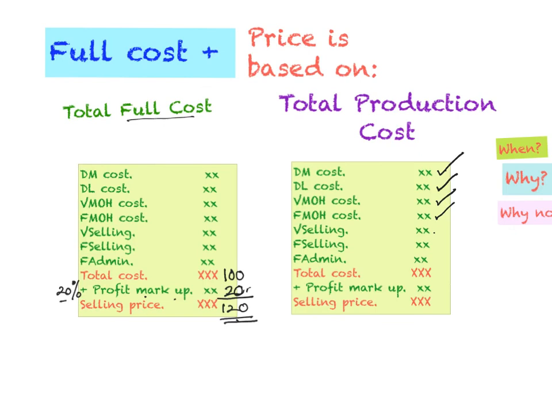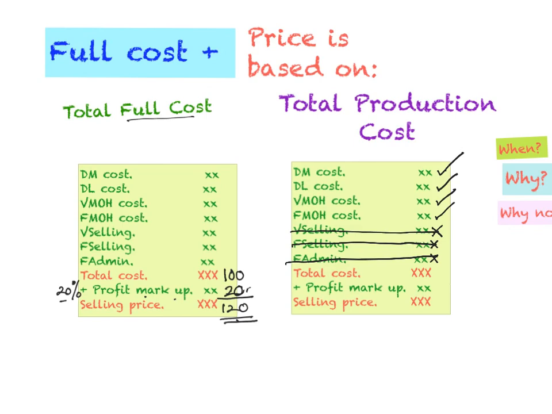What about variable selling? Is this the production cost? Obviously no, because it is the selling cost. So this one cannot be included. So you will have to get rid of this. Okay, fixed selling is also the same. This is not manufacturing, so you cannot take this. Okay, fixed admin, again, it is not manufacturing. So you have to exclude it.